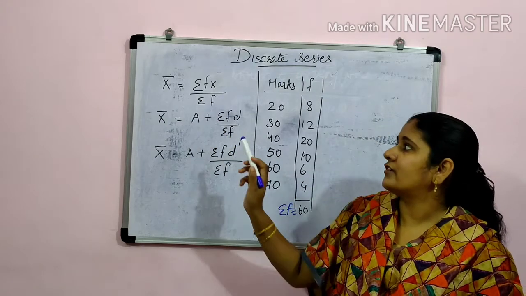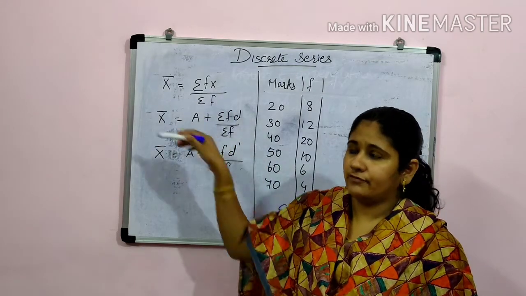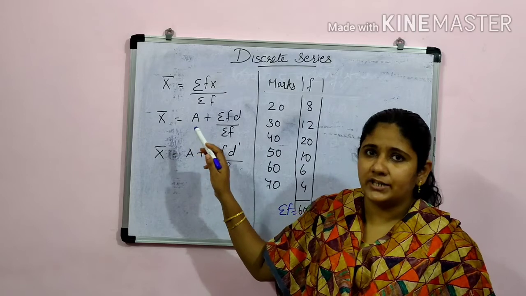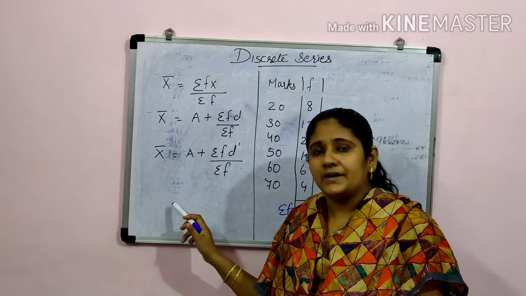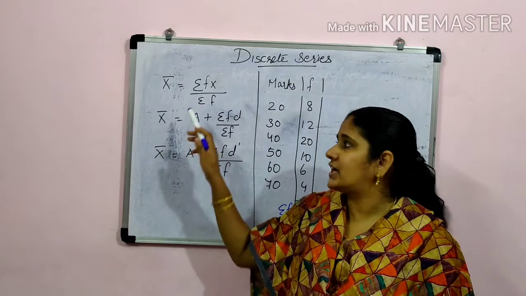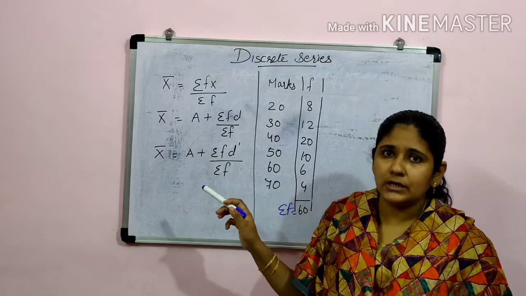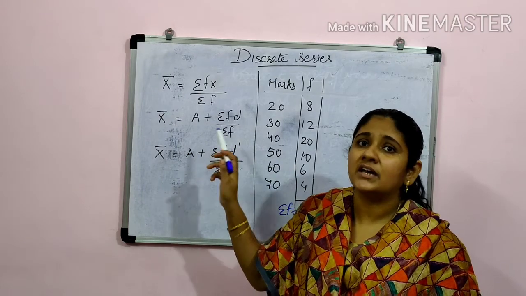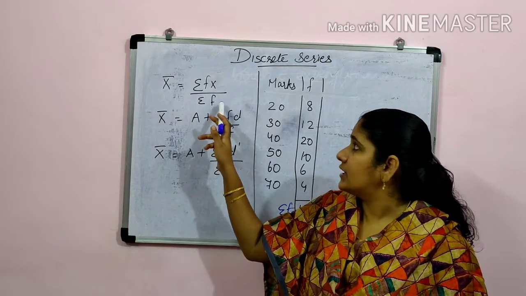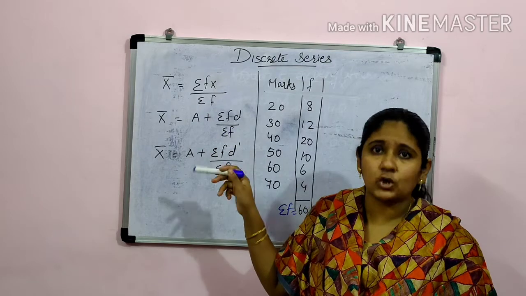If you know the formulas for calculating the arithmetic mean by the direct, assumed mean, and step deviation methods, then this formula is almost similar. The only difference is that we are inserting the value of the frequency also.